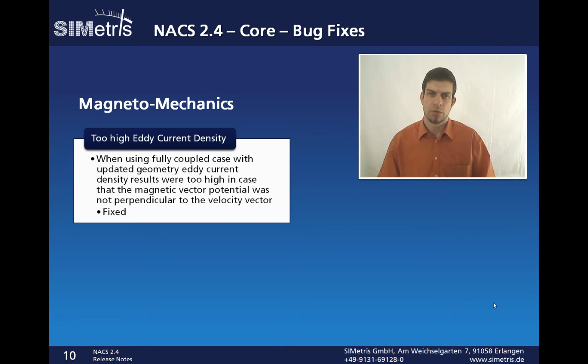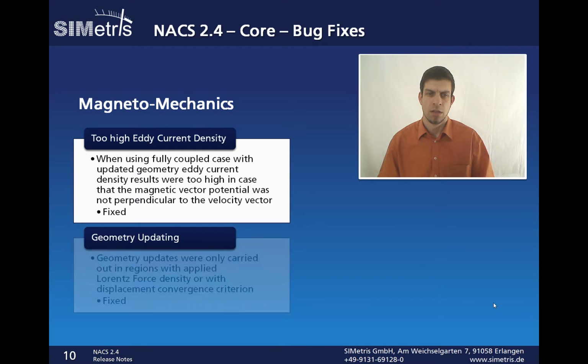We were also faced in the magneto-mechanical domain with too high eddy current densities, and this was the case when you were using the edge element formulation. And here, when the magnetic vector potential wasn't perpendicular to the velocity vector, those too high eddy current densities would have occurred. This has also been fixed.